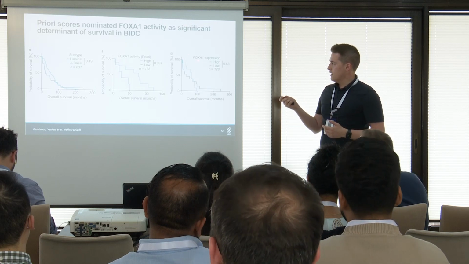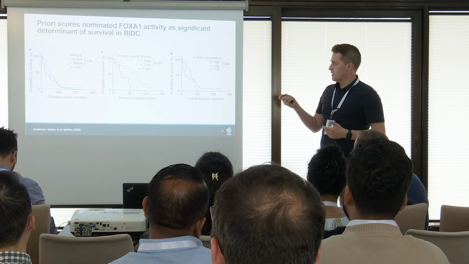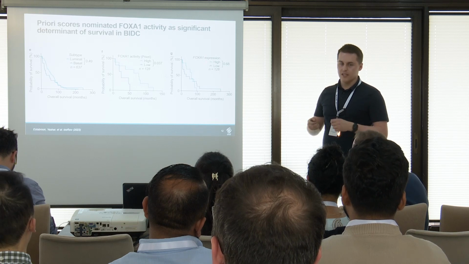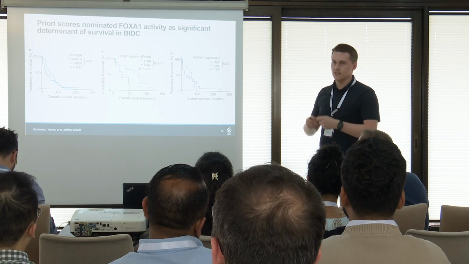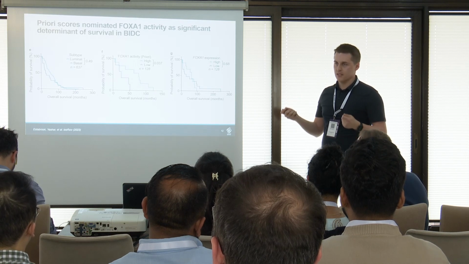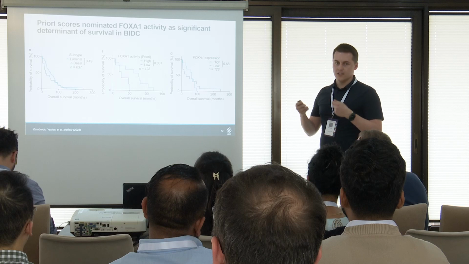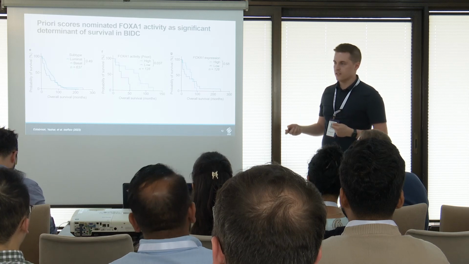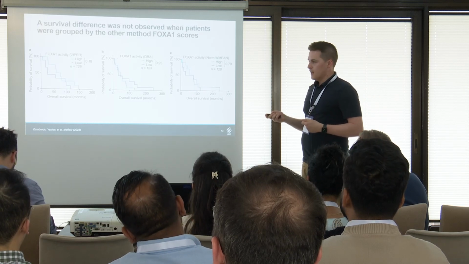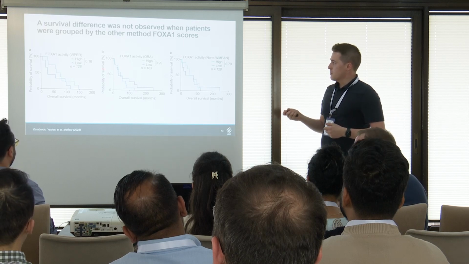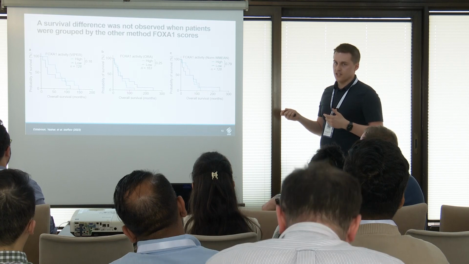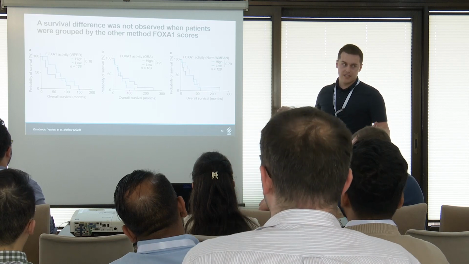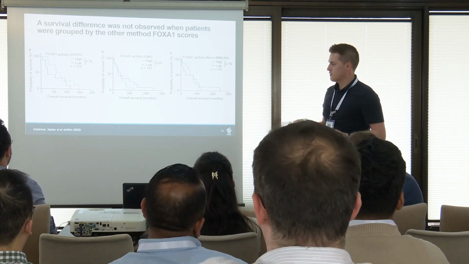But importantly, if you instead differentiate them by FOXA1 expression, the survival difference goes away, indicating that the activity, including the expression of the transcription of FOXA1's target genes, is really important for understanding this clinical disease. And we can repeat this exercise again with these top 3 other methods, differentiating by their own activity scores for FOXA1, and we don't see any survival differences.